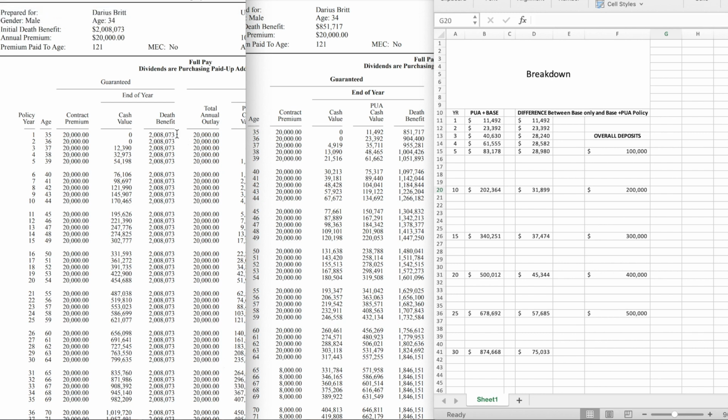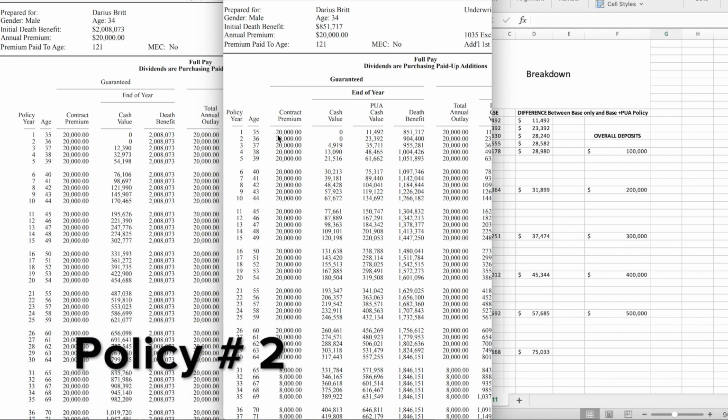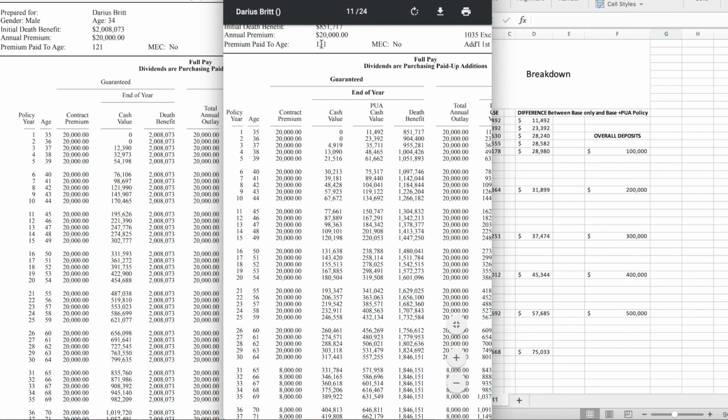That's why Darius, in this case, we ran this policy on him, has a little over $2 million in death benefit. Now you'll notice right here in the toolbar, this policy is going out to 121 years old. And again, this is being paid $20,000 every single year, and it is a non-MEC policy. Now let's compare it to policy number 2. Policy number 2, we have another $20,000 premium. It's going out until year 121.